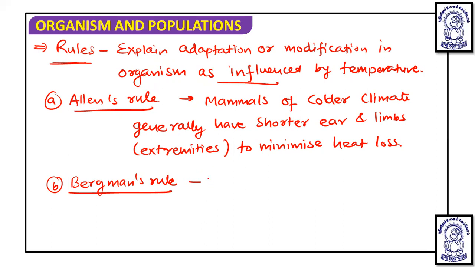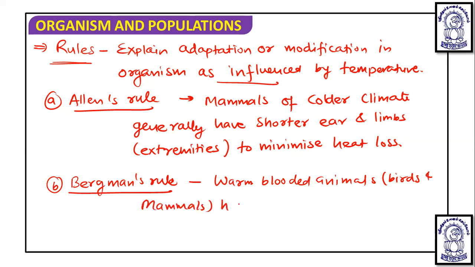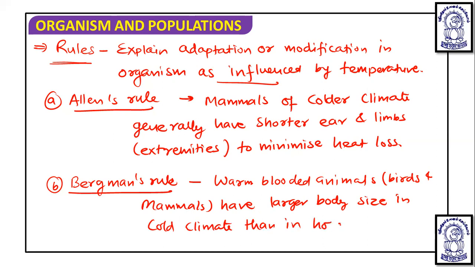Bergmann's rule says that warm-blooded animals like birds and mammals have larger body size in cold climates than in hotter areas. Okay, so that is seen in Bergmann's rule.